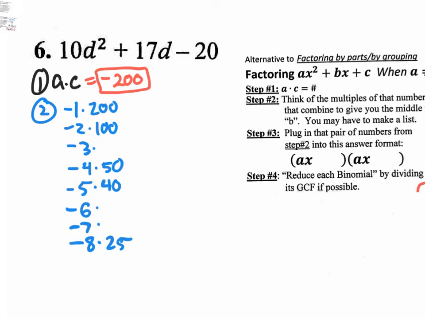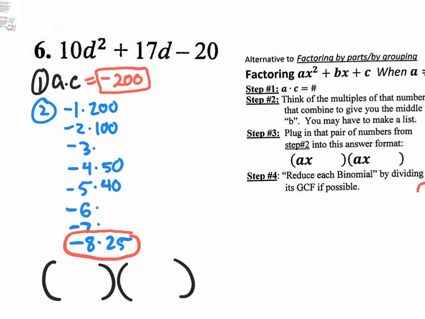Now, let's stop right there, because the whole purpose of doing this is to check which pair of numbers combines together to give you the middle value, which is positive 17. And I already see that this is the correct pair of numbers that I want right here. 25 take away 8 is 17. Now, the old method was to rewrite your b value as these new two terms. That way you could get a polynomial. That way you could factor by grouping. But right here, with this new awesome method, we simply jump to our answer format.